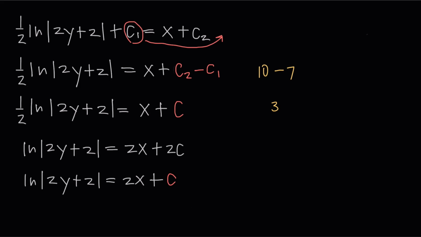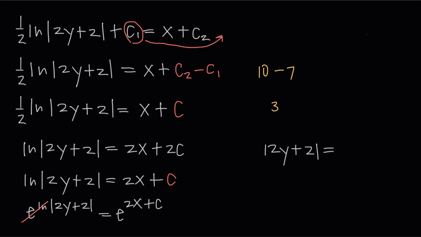Now we'll raise both sides to the base e to cancel out the e and the ln on the left. We can also use exponent rules to break apart the right side. e to the 2x plus c is the same as e to the 2x times e to the c. But remember, the exponential e is also just a constant. In fact, it's about 2.7.